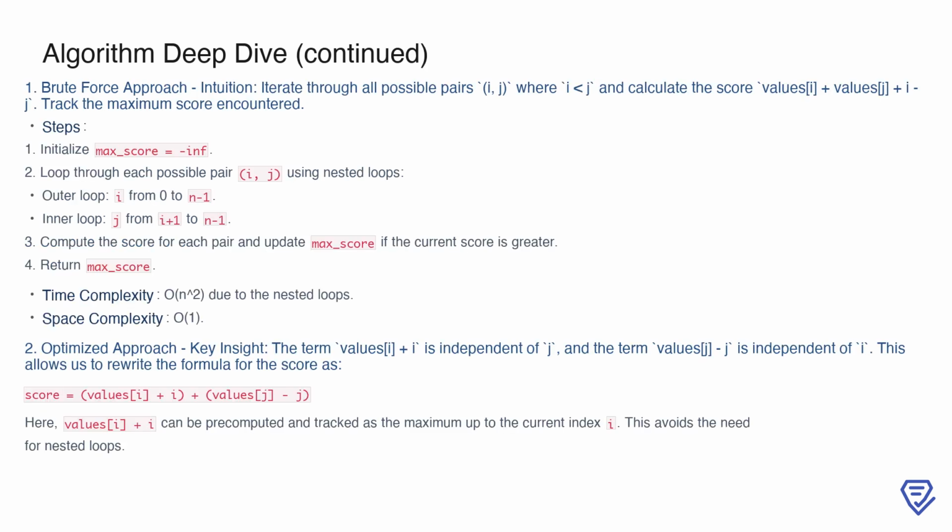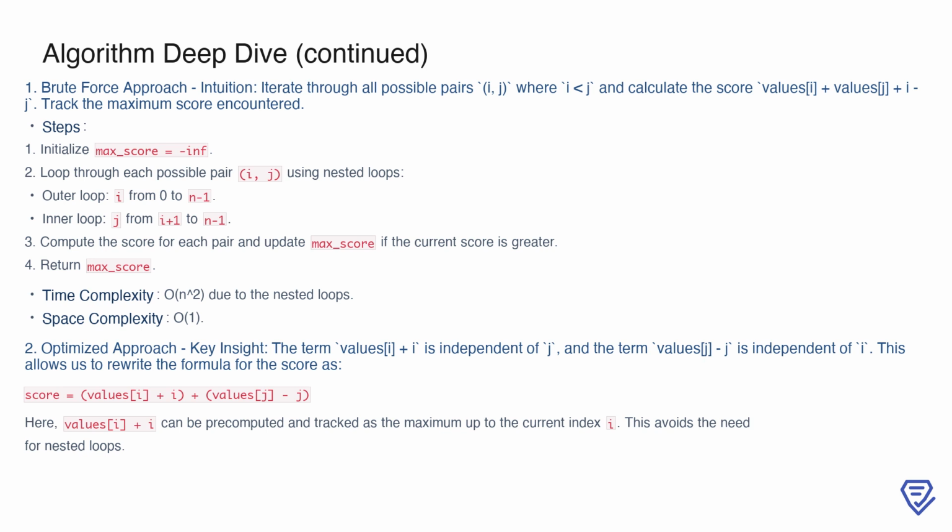One way to solve this problem is by using a brute force approach. The intuition here is to calculate the score for all possible pairs (i, j), where i is less than j, and then track the maximum score encountered. To achieve this, we initialize a variable max_score to a very small value, then use nested loops to iterate through all pairs of indices. For each pair, we compute the score as values[i] + values[j] + i - j and update max_score if the current score is higher than the previous maximum.